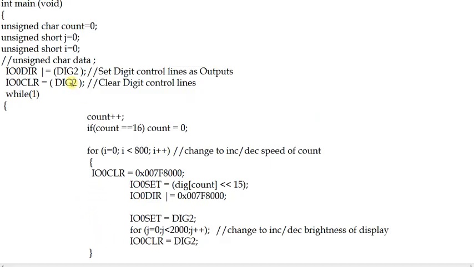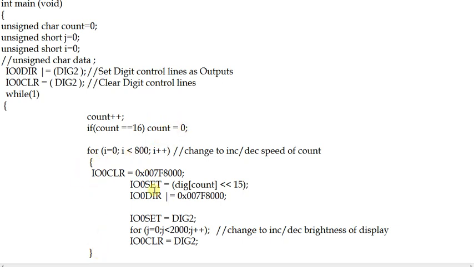Next, this is called an infinite loop. Initially the count will be increased here. What is the count value? First of all, 0. If count equals 16, meaning it has reached the end of the characters, then make it 0. Because it goes 0 to 9, A, B, C, D, E, F, and again 0 should come. Once the count reaches the end, it repeats from 0. Now this is called a for loop.